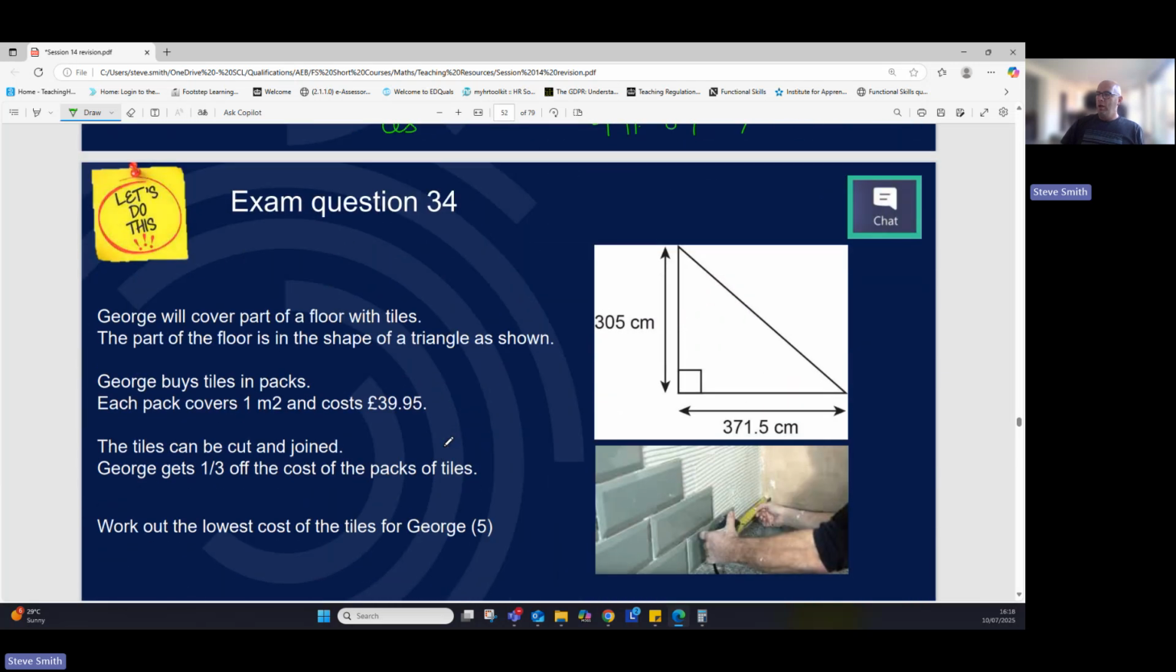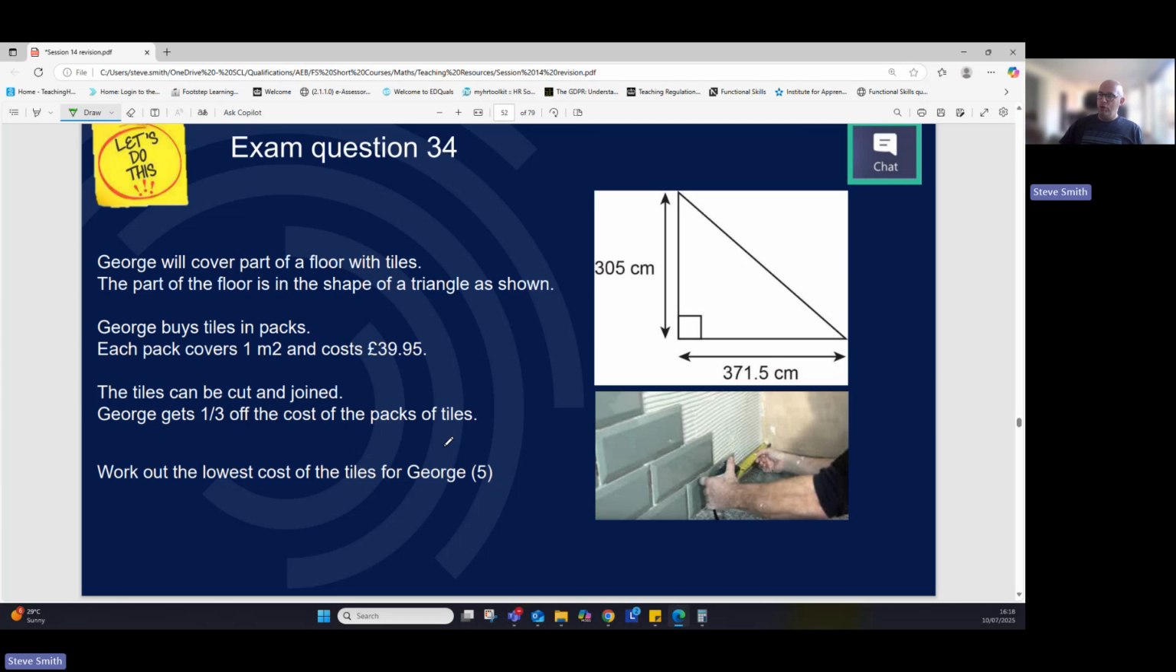Staying with area, and what you'll find with area or perimeter questions, they're never just area or never just perimeter. It's telling us a story, whether that's with Pearson, NCFE or TQ UK. They're always going to have a backstory, so it's believable. So it's functional skills. It's functional. George will cover part of the floor with tiles. And that's the wall. So my picture's incorrect there. The part of the floor is the shape of a triangle as shown. Well, maybe I need to change that picture another time.